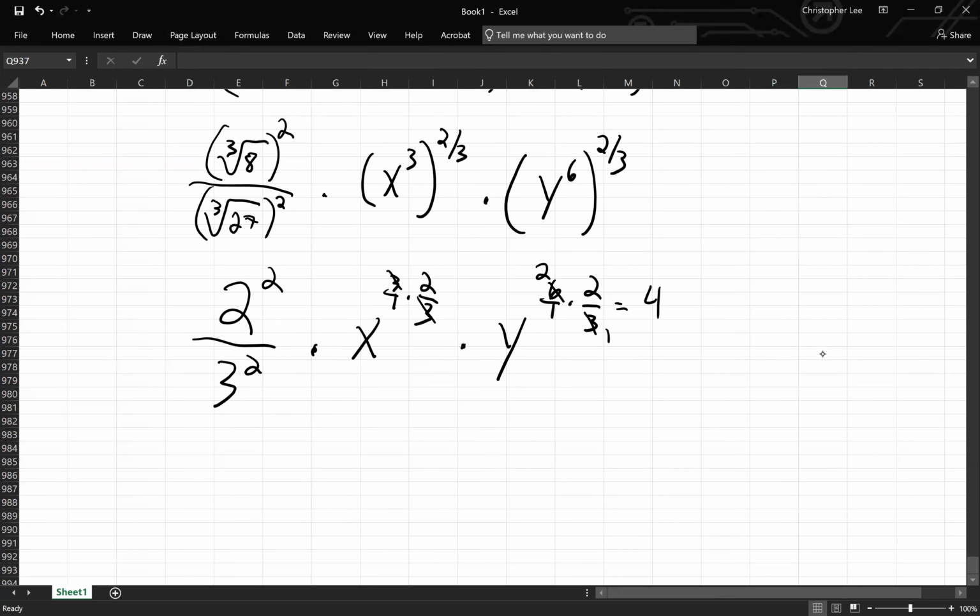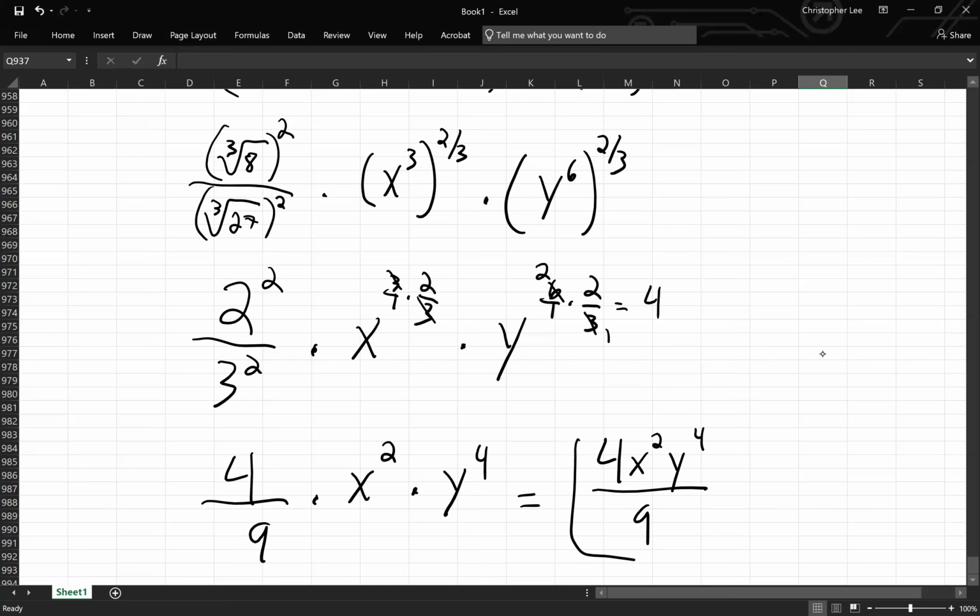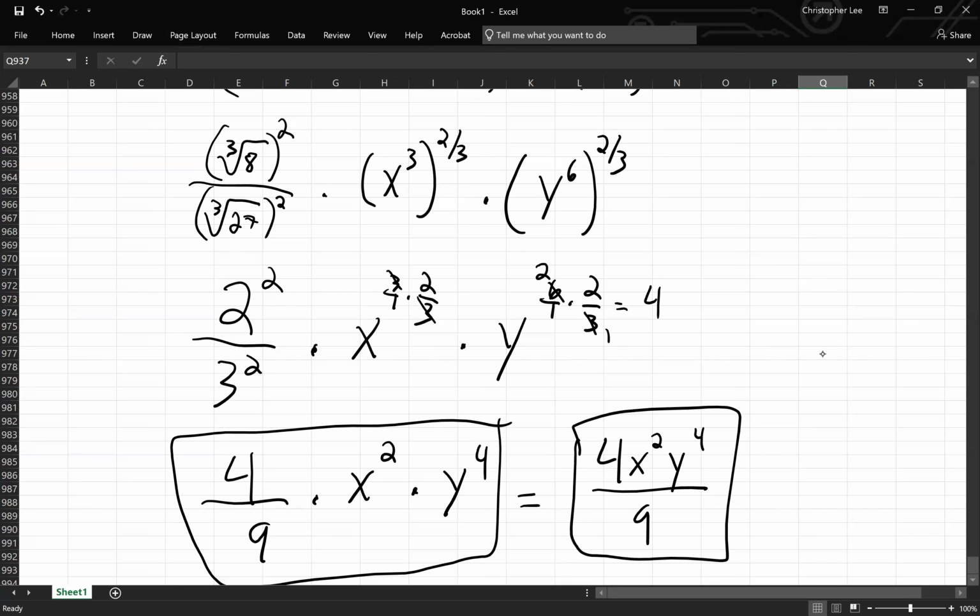Let's put it all together. 2 squared is 4, 3 squared, 9, right? Times x squared times y to the 4th power, right? You want to write it like that? That's cool. If you want to put it all together as 4 x squared y to the 4th over 9, you could do it like this, or we could do it like this. I don't care. All right. Questions on this?